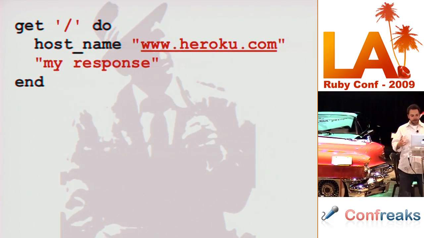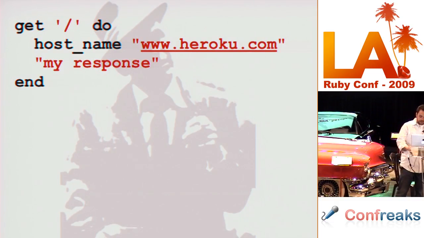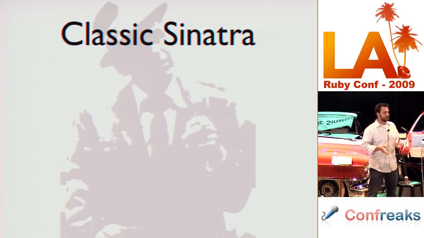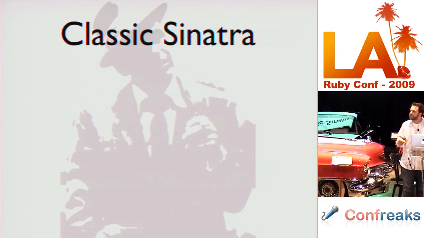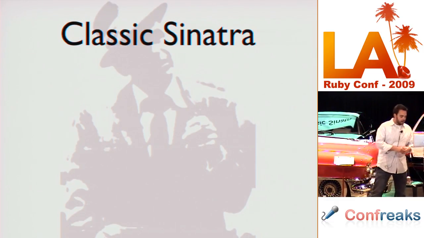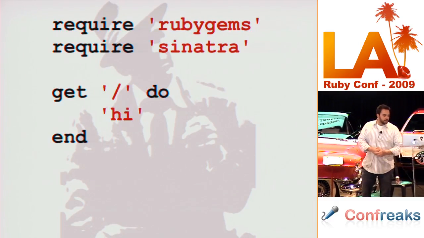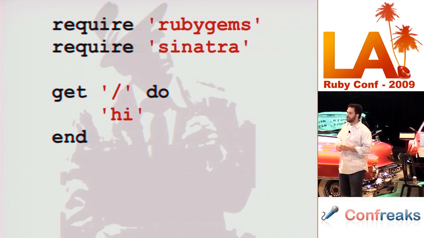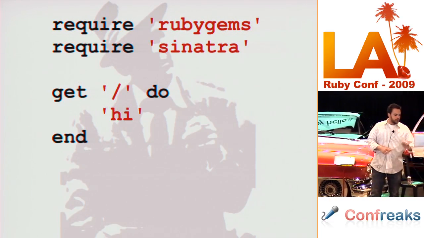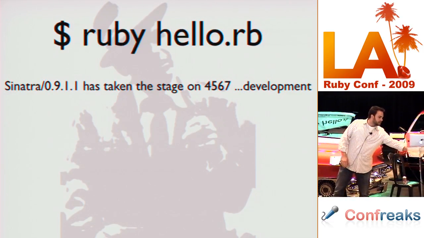I'll get into how routing works and how that matches in a little bit. I want to show off classic Sinatra. In order for me to show you how to use Sinatra in a gem, I'm going to show you classic Sinatra and then I'll show you some of the new stuff. Classic Sinatra: you start off by creating a hello.rb. You require rubygems, sinatra, and you do your get slash, and that's your index page. Just run it with plain old Ruby, it gets started up, hit it in your browser, and it's running.